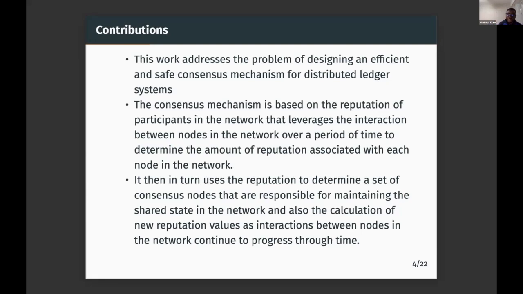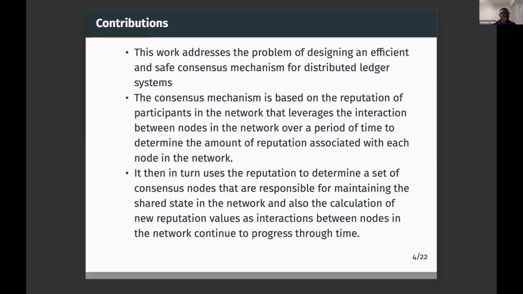So first of all, this consensus mechanism is based on the reputation of participants in the network, and it leverages the interaction between the nodes in the network over a particular period of time to determine the amount of reputation associated with each node in the network. Also, we in turn use this reputation to determine a set of consensus nodes that are then responsible for maintaining the shared states in the network, and also the calculation of new reputation values for other nodes within the network as the network progresses through time.